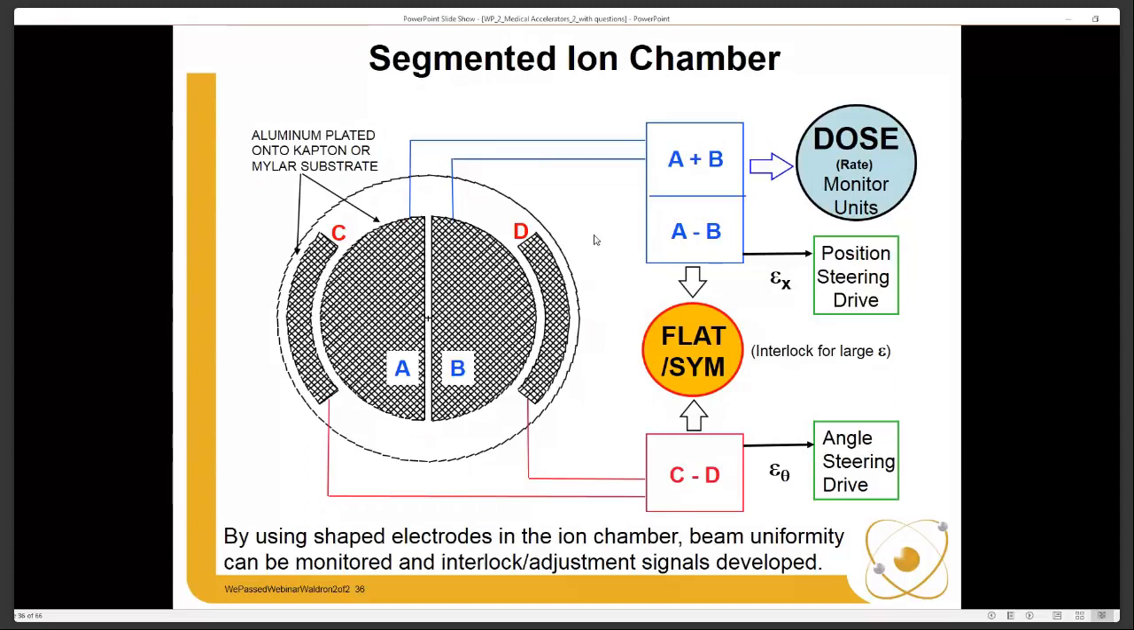And usually, of course, on these systems, we have two ion chambers. They're in series. The beam passes first through one and then the other. And so I would have one chamber with these segments oriented as shown, and the second one, they would be oriented, rotated 90 degrees from this one.